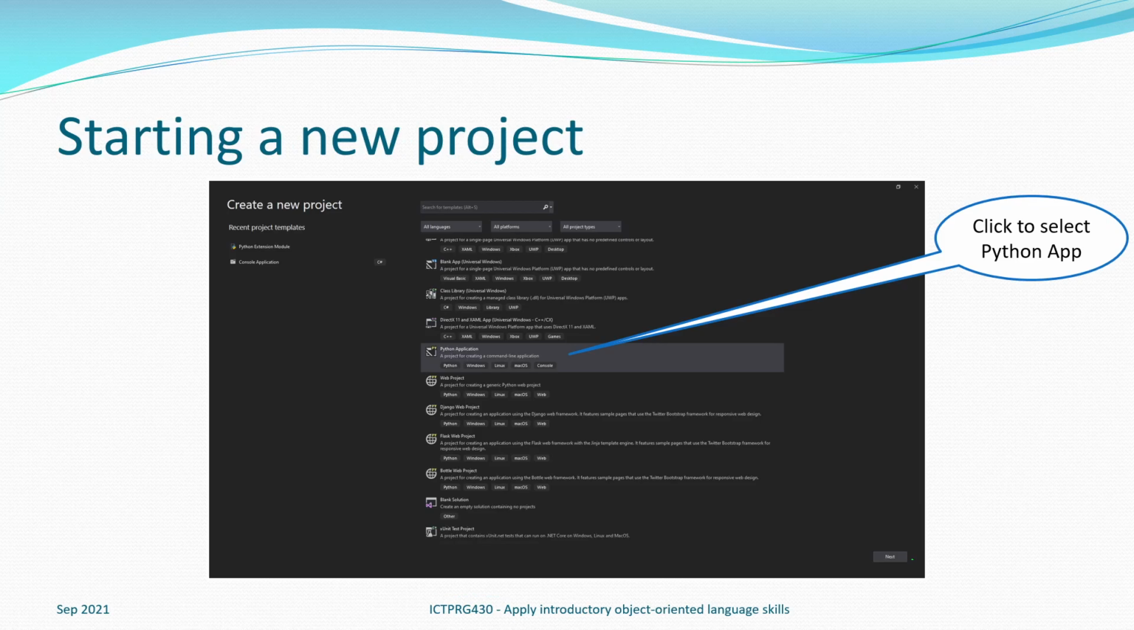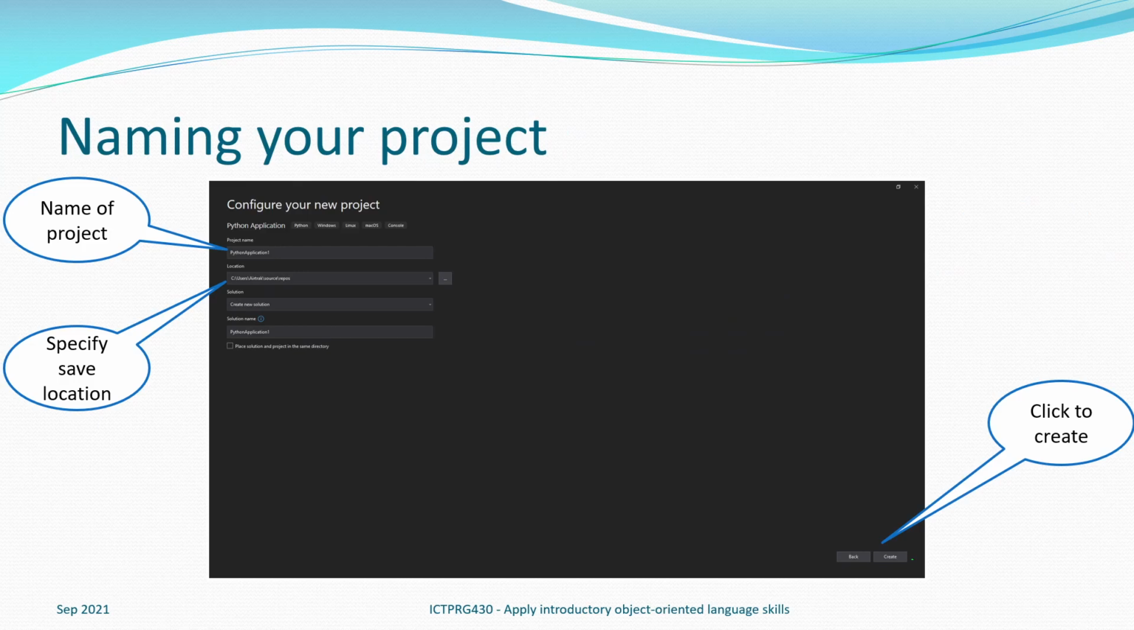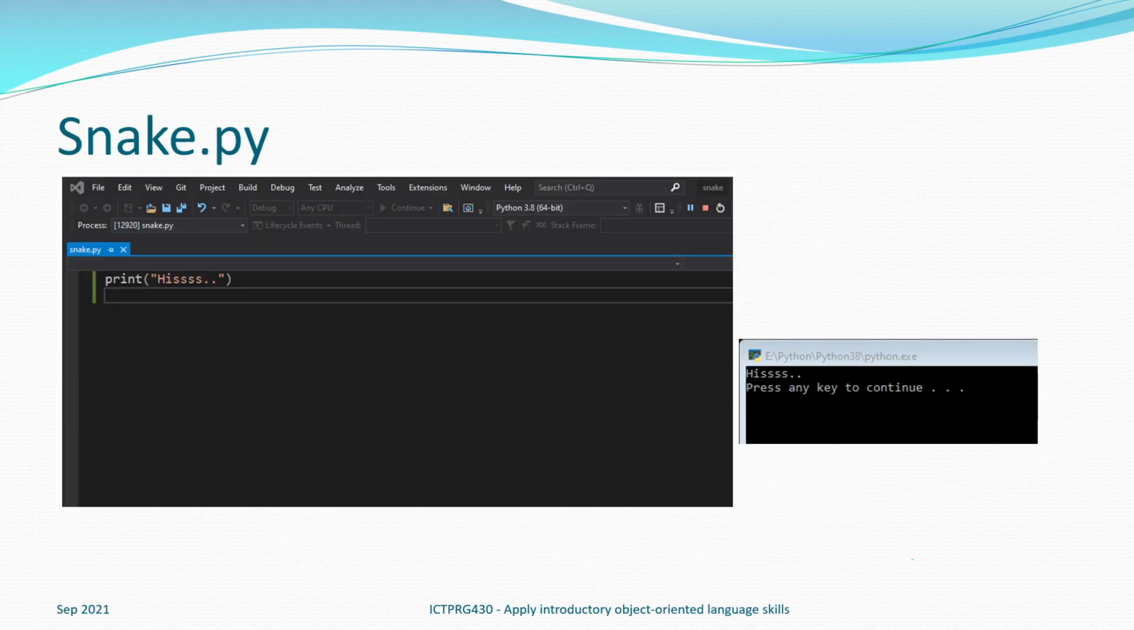you'll get the options to create Python applications when you create projects. Standard function, click on the application, next, name your project, specify the location that the file is being saved, and then click the create button to open up the standard interface.